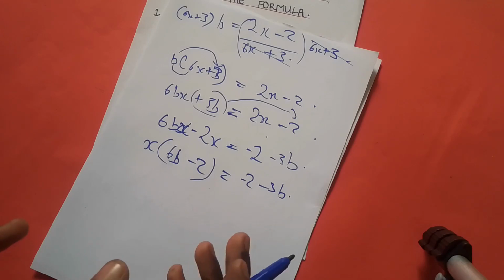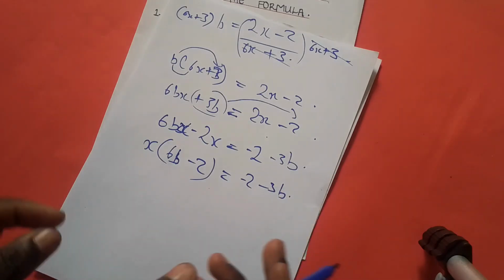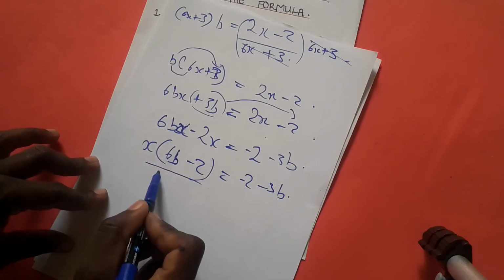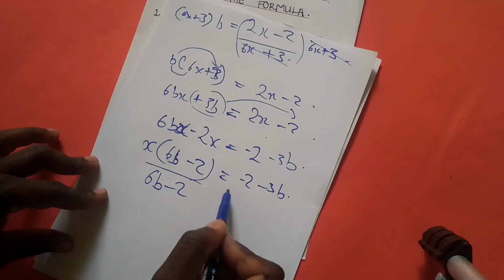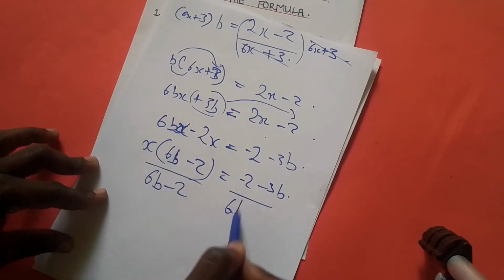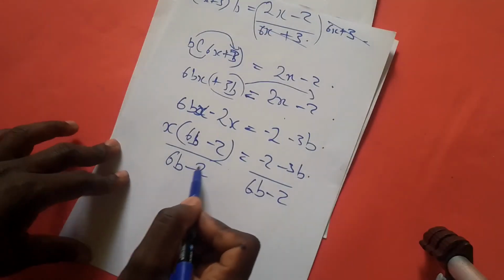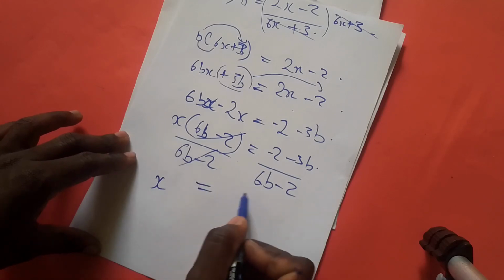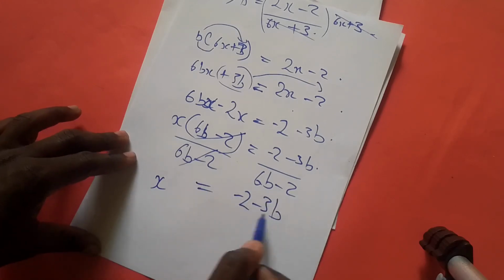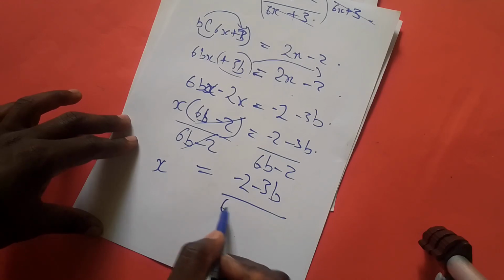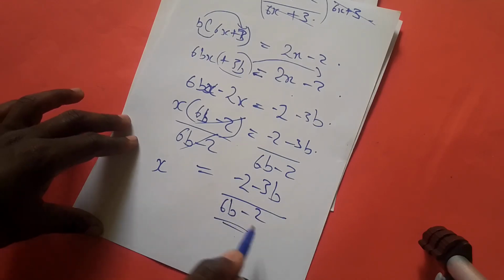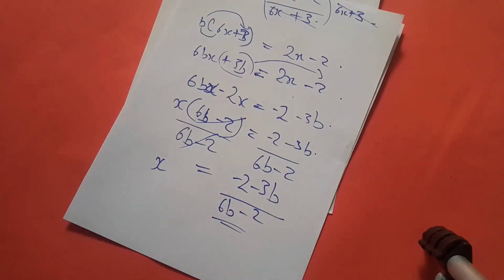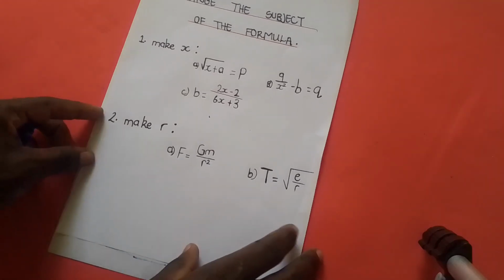So at this point, we are going to divide both sides by what's in the brackets, which is 6b minus 2. So 6b minus 2 will cancel out 6b minus 2, leaving us with x equal to negative 2 minus 3b over 6b minus 2. So at this point, you're done. x is now the subject of the formula. Okay, so we've moved on to question 2 now.